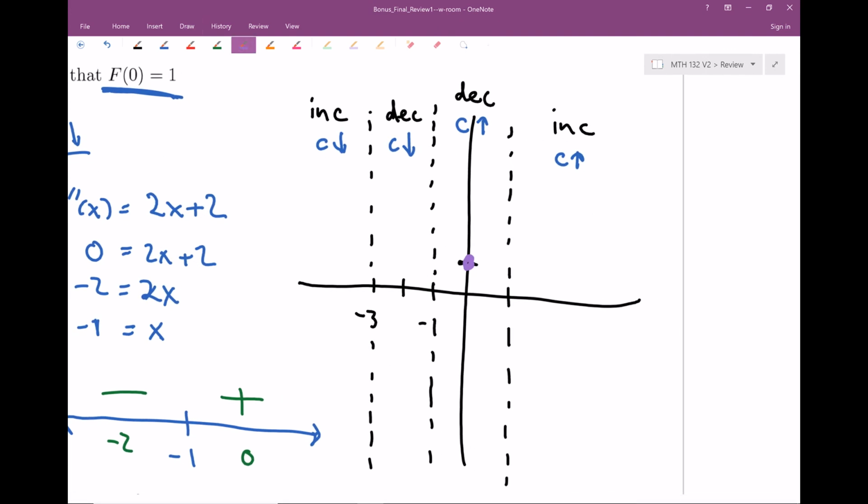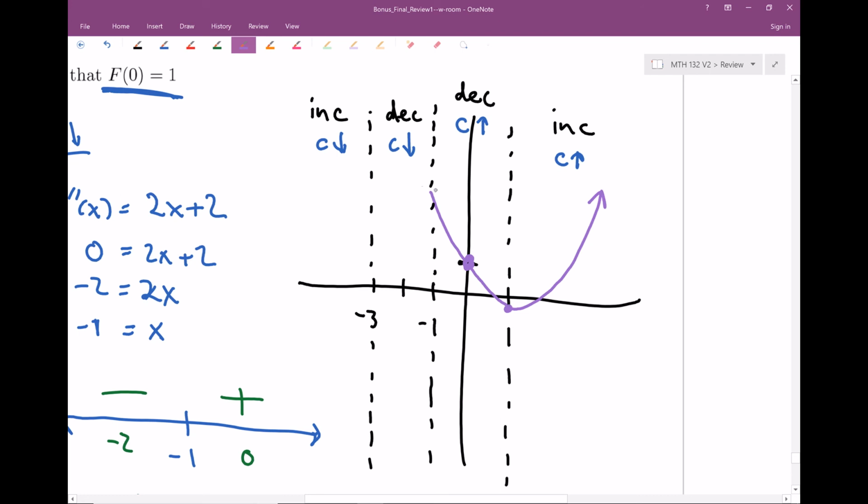The last thing to do is actually sketch a picture. So, let's start in this interval here. I'm decreasing and yet concave up. So I should look something like this: decreasing and concave up. After that, I'm increasing and concave up. So something like this maybe, increasing and concave up.